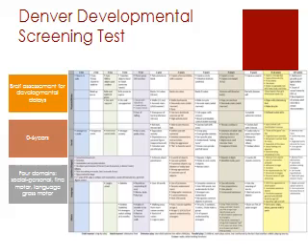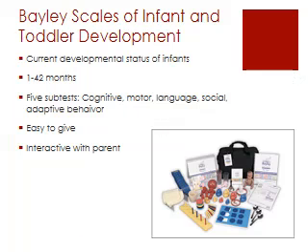The Denver Developmental Screening is from birth to 6 years, and it assesses 4 domains: personal, fine motor, language, and gross motor. If you fail something that 90% pass, that's a sign of something.